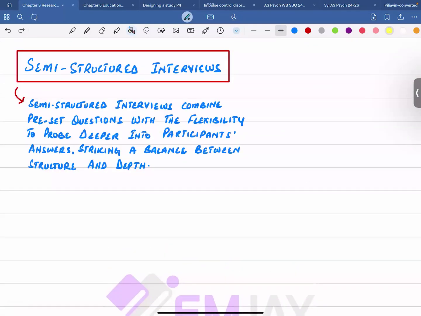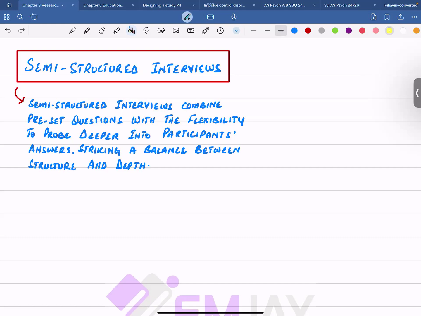When we talk about semi-structured interviews, how are they different from structured interviews? Structured interviews have a formal structure. Structured interviews have the same questions listed down. Many people refer to structured interviews as an example of a formal verbal questionnaire too.